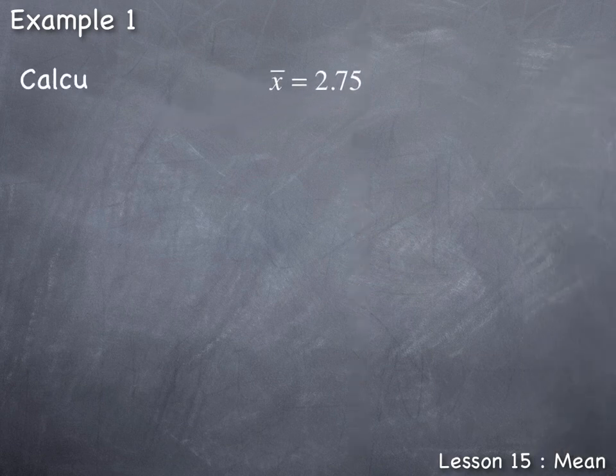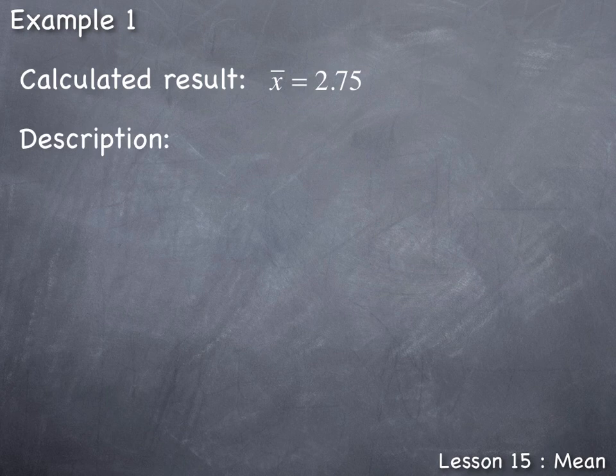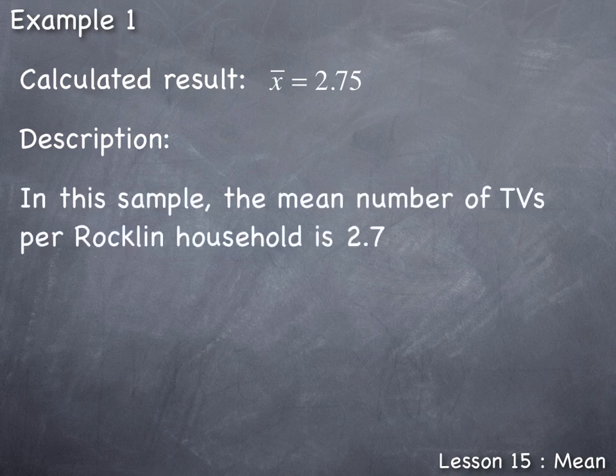Now we need to make a description. To describe the result, we just merely use words of the problem to report the result that is directly derived from the data. So in this sample, the mean number of TVs per Rockland household is 2.75 TVs.